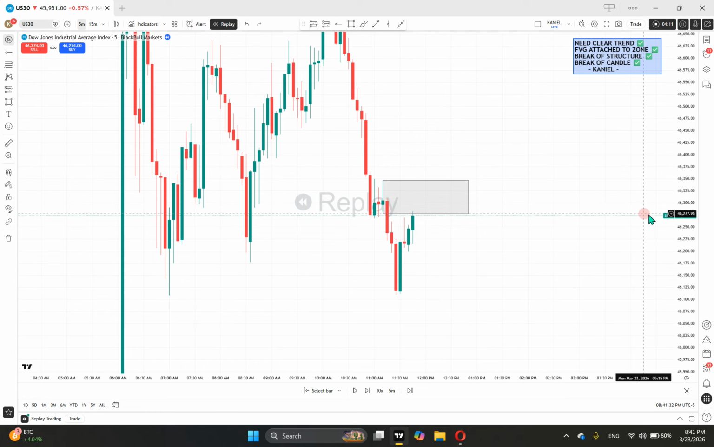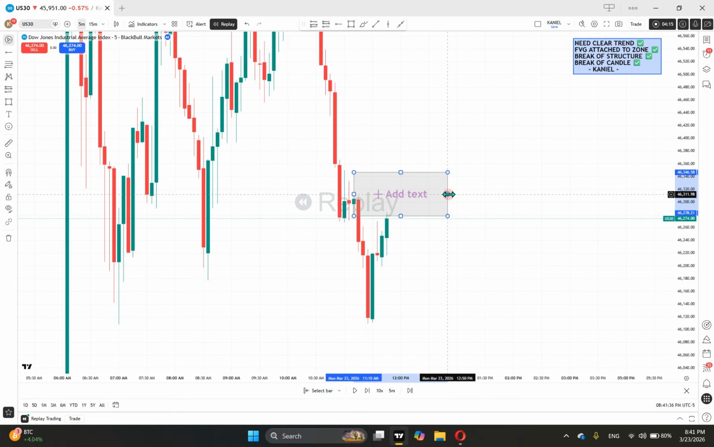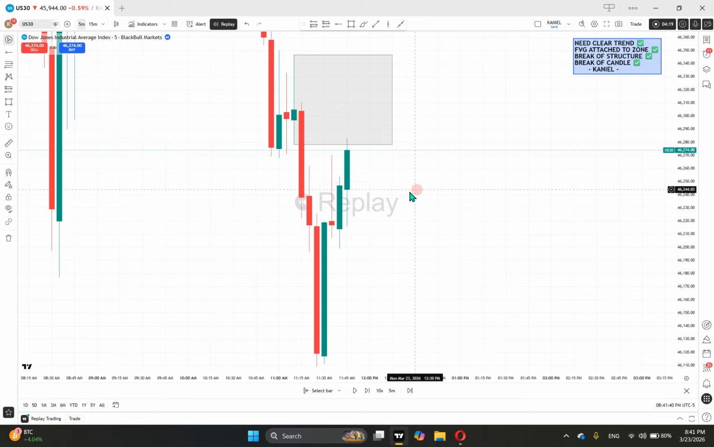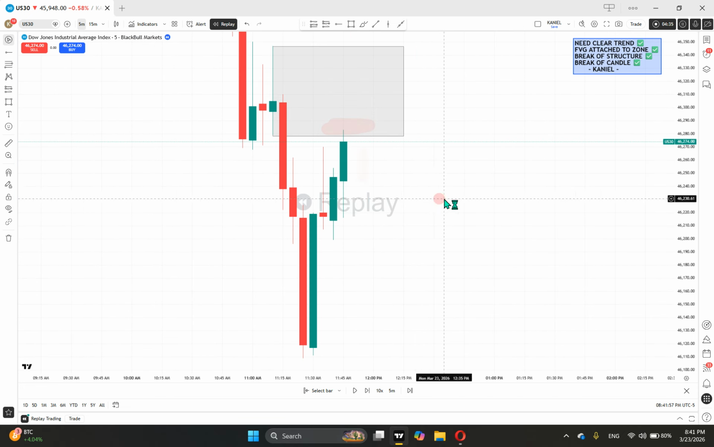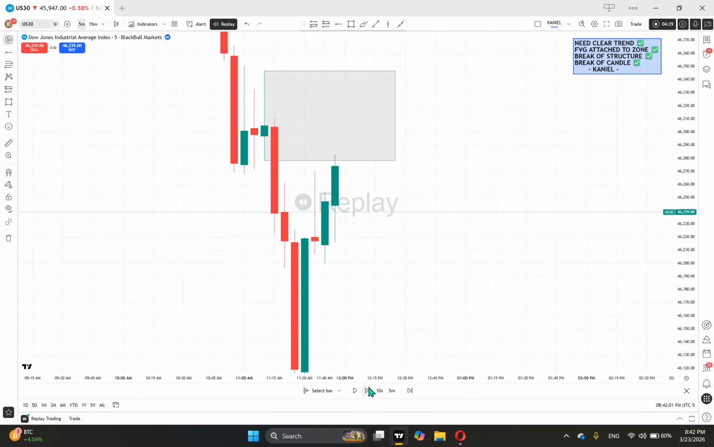I got it on the top. So now we're waiting on break of candle. Break of candle is when the candle that's playing out next goes below this candle, if we are selling. If we were buying, we would want to see the candle that is playing out next go above the previous candle. So waiting on the break of candle now.